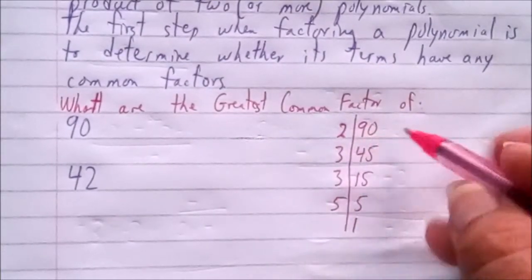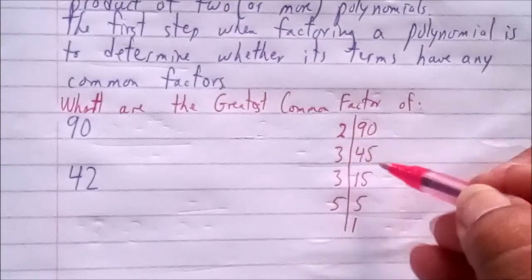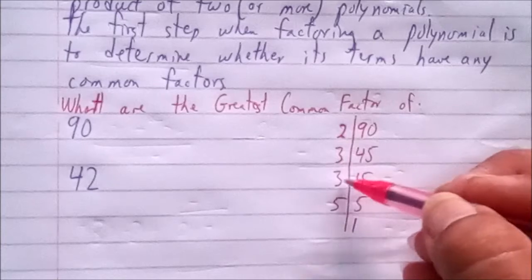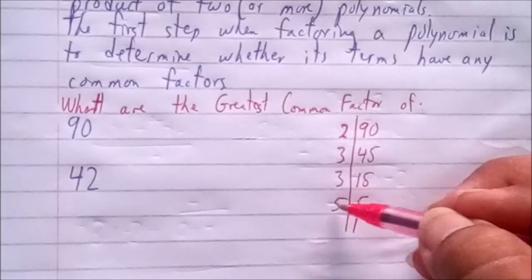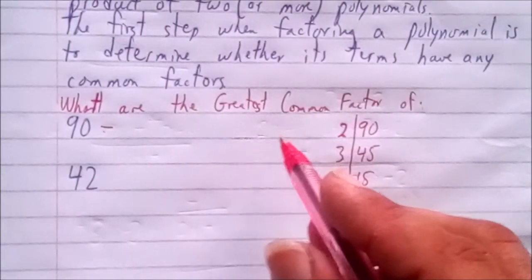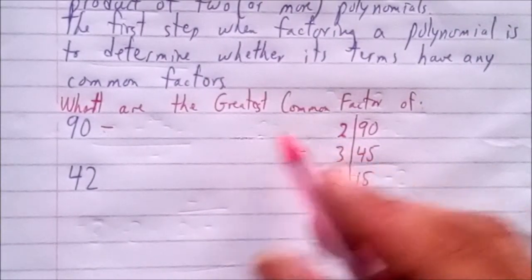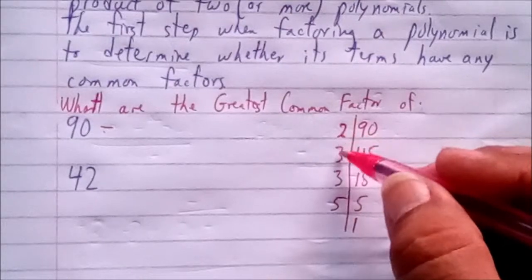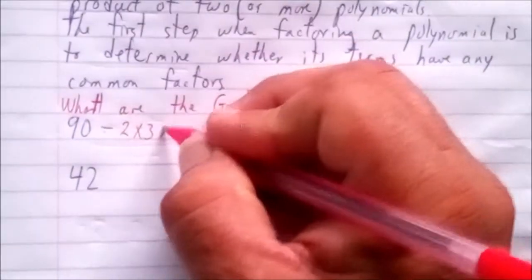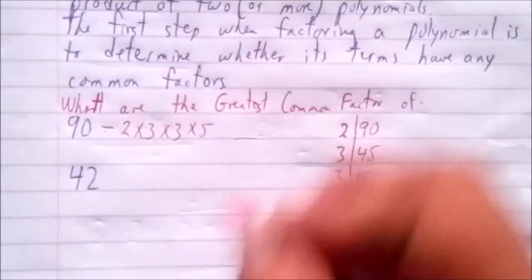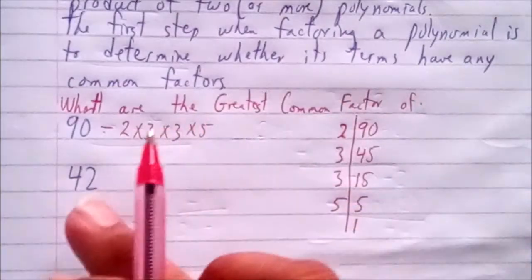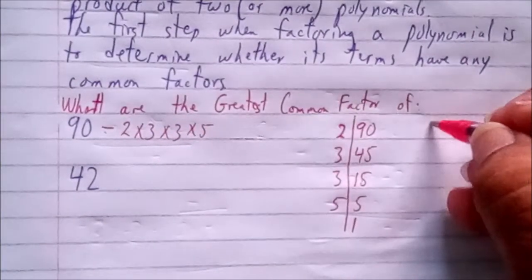So notice what I did. I said 90 divided by 2, 45. 45 divided by 3, 15. 15 divided by 3, 5. 5 divided by 5, 1. Therefore, the prime factorization of 90 will be 2, 3, 3, 5. So we put 2 times 3 times 3 times 5. If you got this concept, you should know what to do with 42 now. We'll do the same thing with 42.